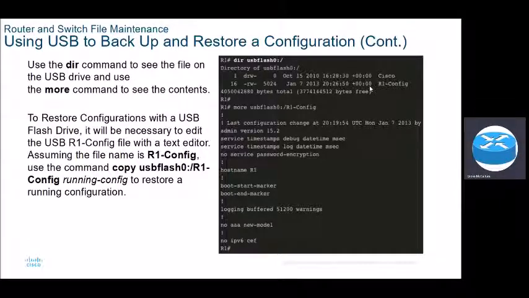So you can actually do dir usbflash0:, and it will show you what files are on there. To restore the configuration with a USB drive, it will be necessary to edit the USB R1 file with a text editor. Assuming the file name is R1-config, you need to copy it.